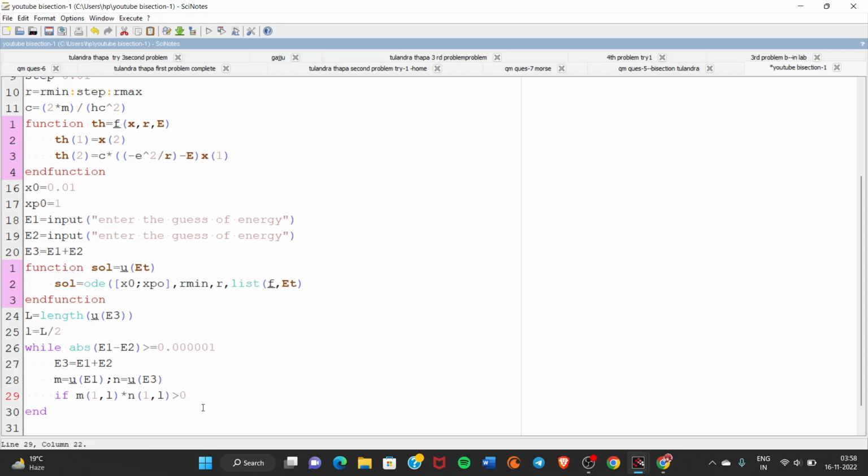So now if we multiply N 1 comma L, and it comes out to be greater than 0, so now see, let's suppose E1 into E3 is coming out to be greater than 0. This means that E1 is not our solution, or it will not have a solution. So now we'll put E2 is equal to E3.